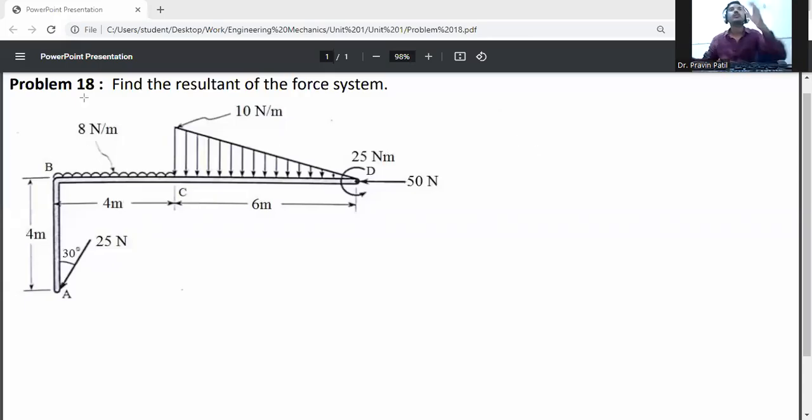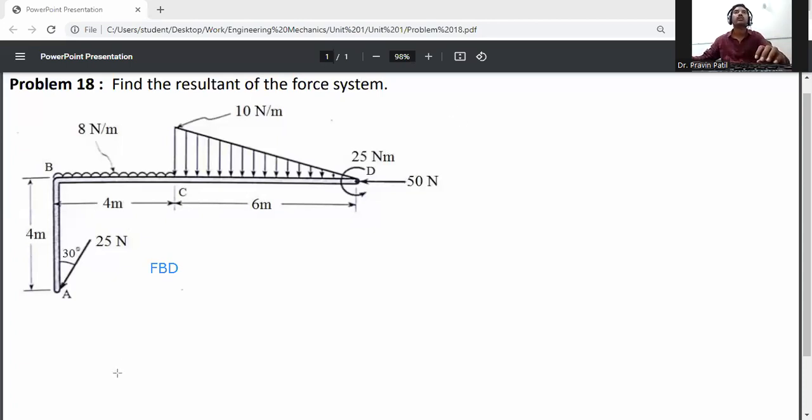Okay. So, problem statement: find the resultant of the force system. First of all, this is a coplanar non-concurrent force system. So first of all, draw the free body diagram. Free body diagram for AB, BC, and CD.